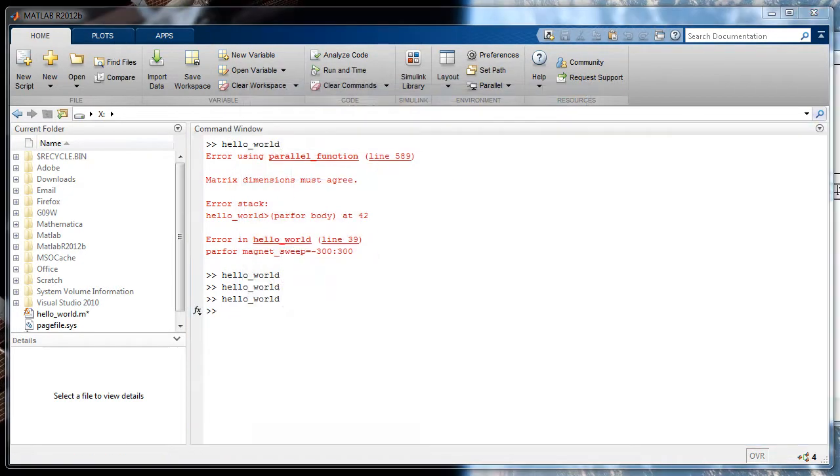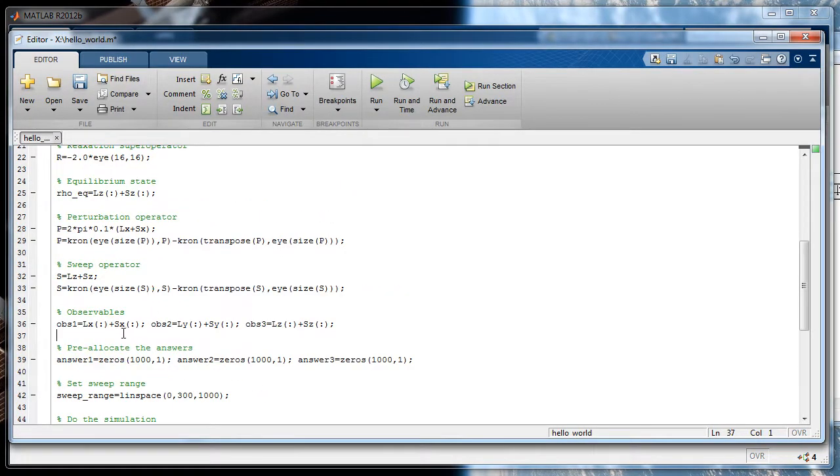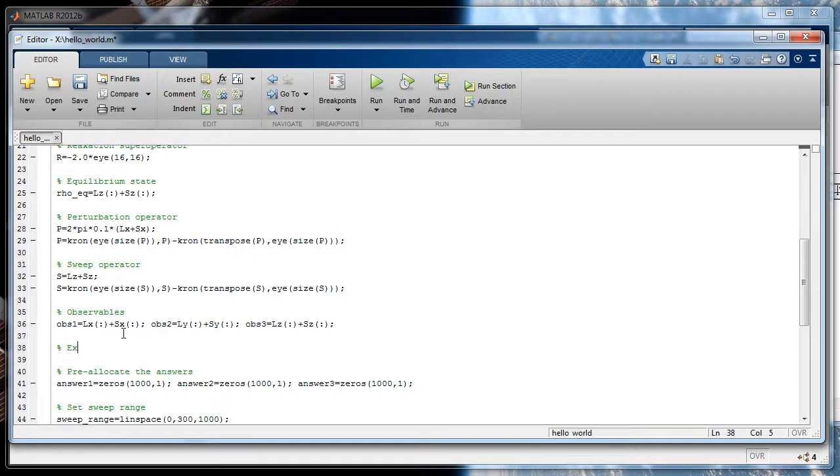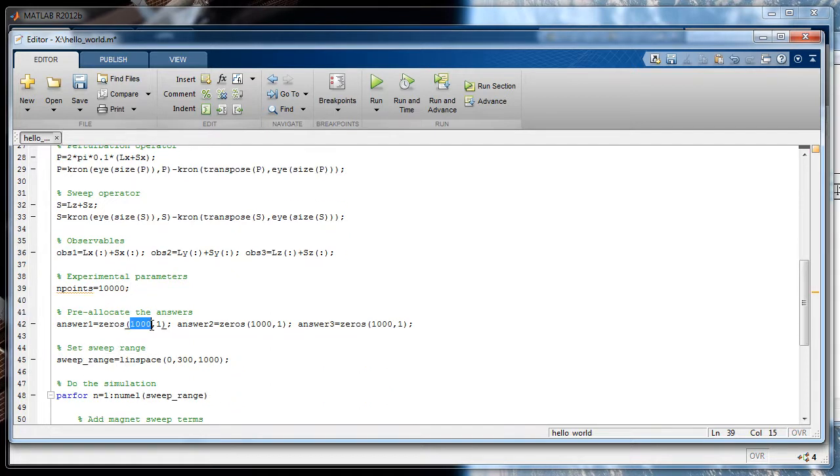If we put even more points into here, so let's say 10,000, let's actually create a number of points. Yeah, so experimental parameters, and that will be endpoints equals, let's say 10k. So 10,000. We'll make good use of that parallelization now, and endpoints everywhere where we previously had 1000. And here. There we are.